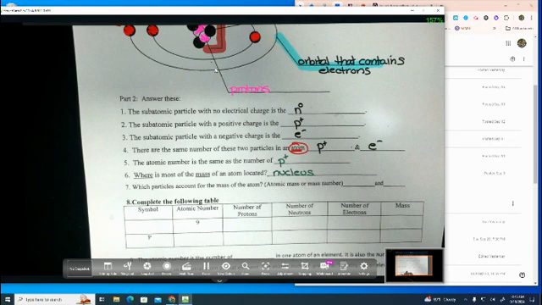1 atomic mass unit is based on carbon 12. 12 divided by 12 gave us 1. That's how they defined it. It's 1/12 the mass of something that weighed 12. I don't know, it's weird.